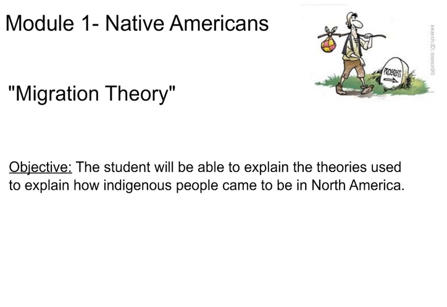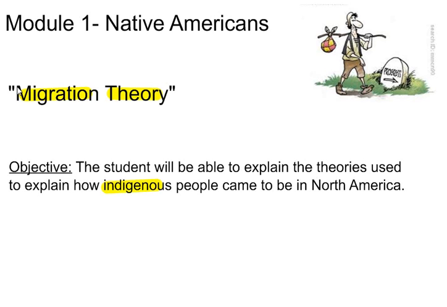And so our objective today, if you'll follow along on the screen or in your notes, is the student will be able to explain the theories used to explain indigenous people and how they came to be in North America. And so our first job is to define a couple things. The first things that we want to define are the word migration, the word theory, and the word indigenous. So if you have your note sheets available, let's do that now.